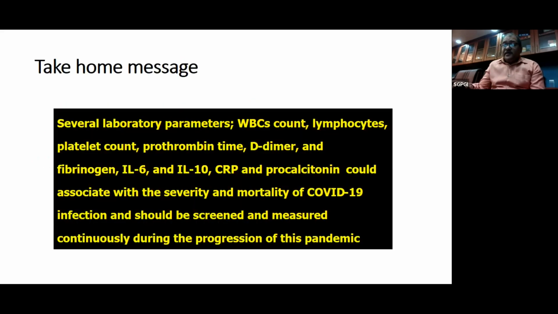So the take-home message is basically that there are several laboratory parameters, as simple as total lymphocyte count, platelet count, prothrombin time, D-dimer, and fibrinogen levels. If availability of IL-6 and IL-10 is there, maybe. Otherwise, you do not need them. And CRP could be telling you about the severity and the actual outcome in the patients. So if available, kindly screen your patients with these investigations and keep monitoring them for the progression of the disease and take steps accordingly.